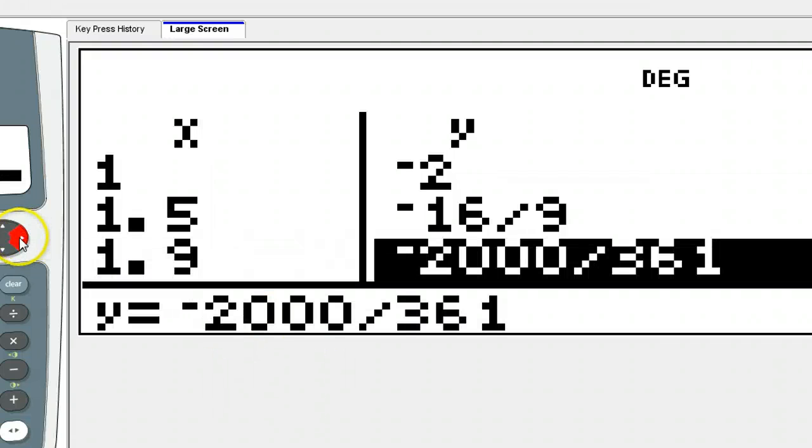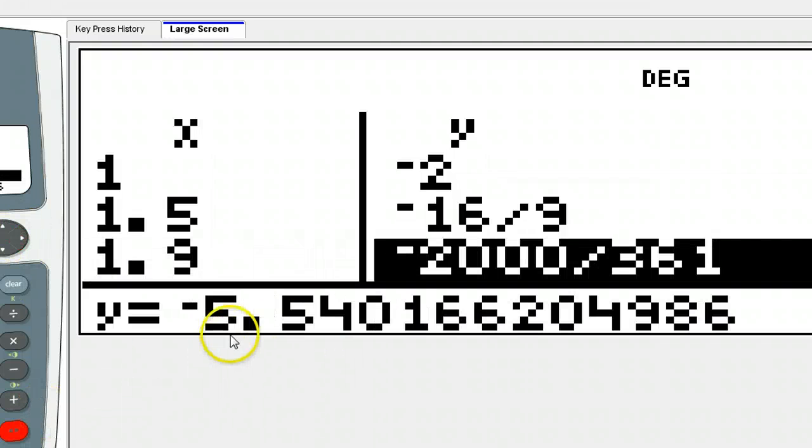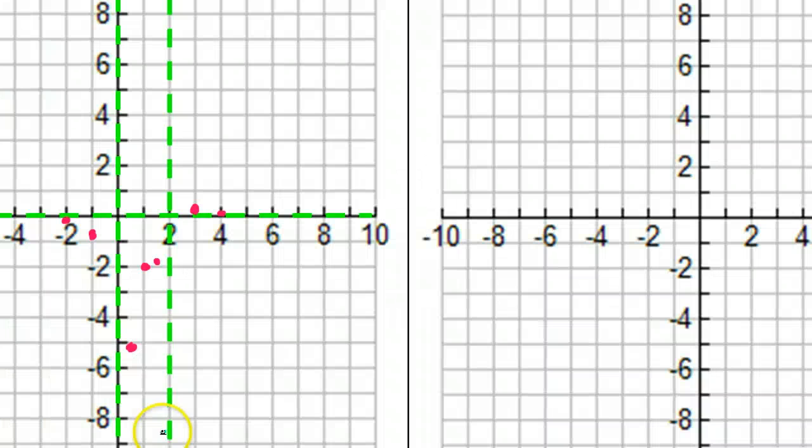Okay, look at this crazy number. That's negative 5.5. So 1.9 is negative 5.5. Okay, so I guess that answers my question. Somewhere between here and here, it turns around and comes back down.